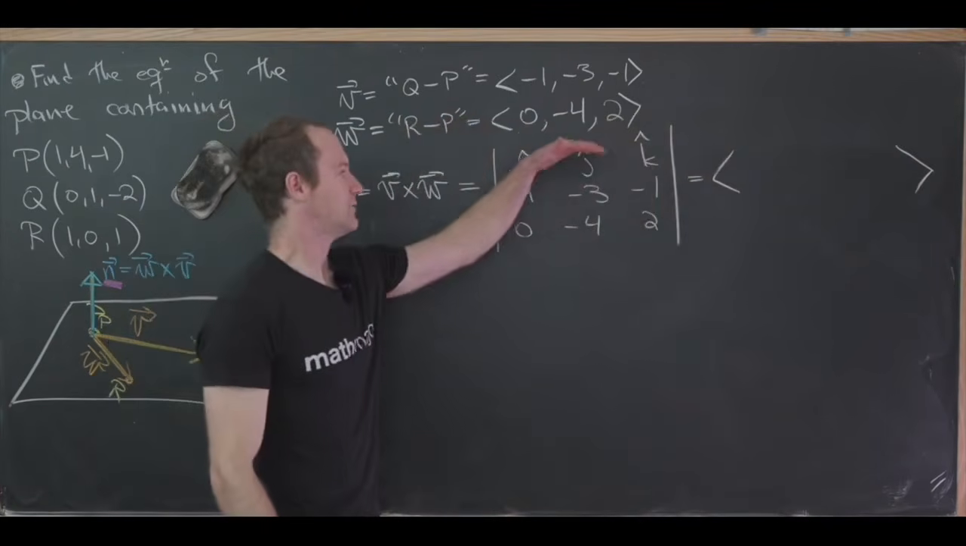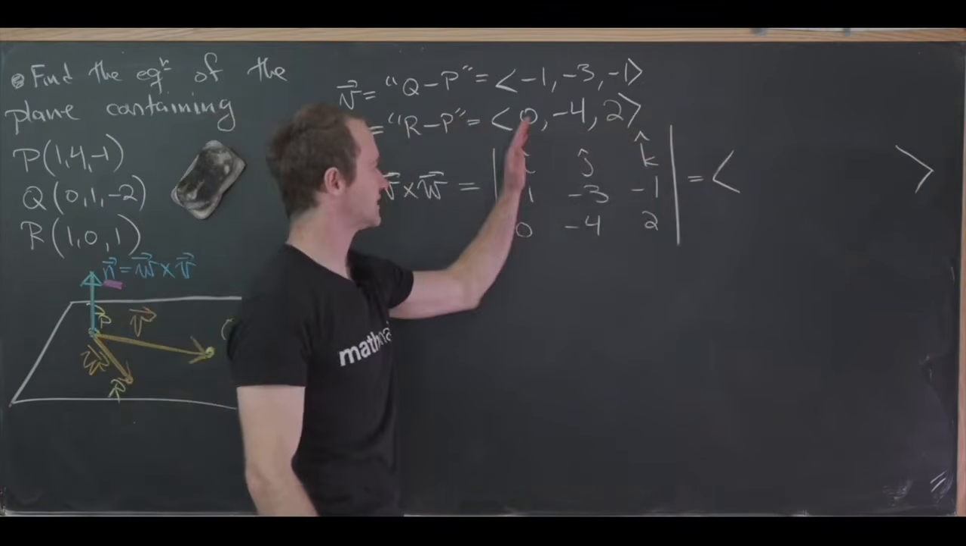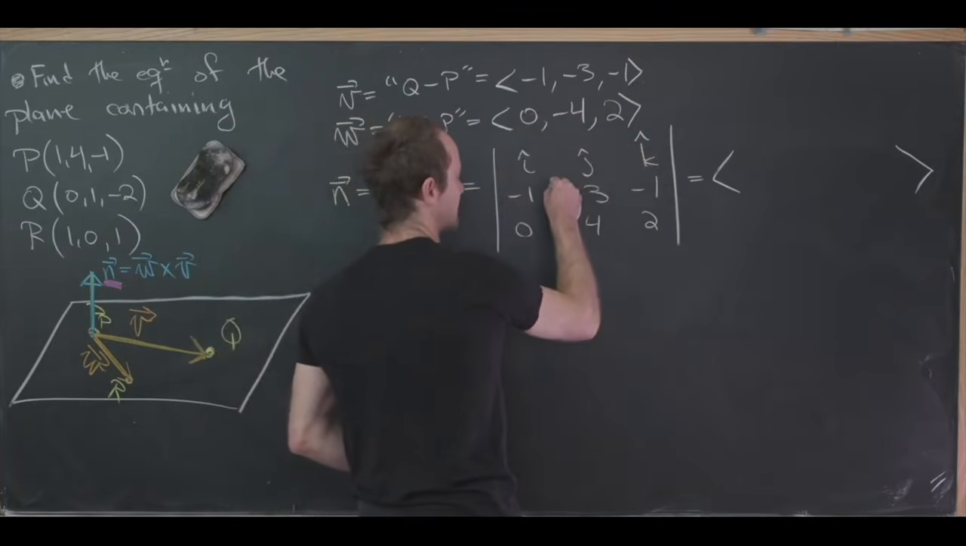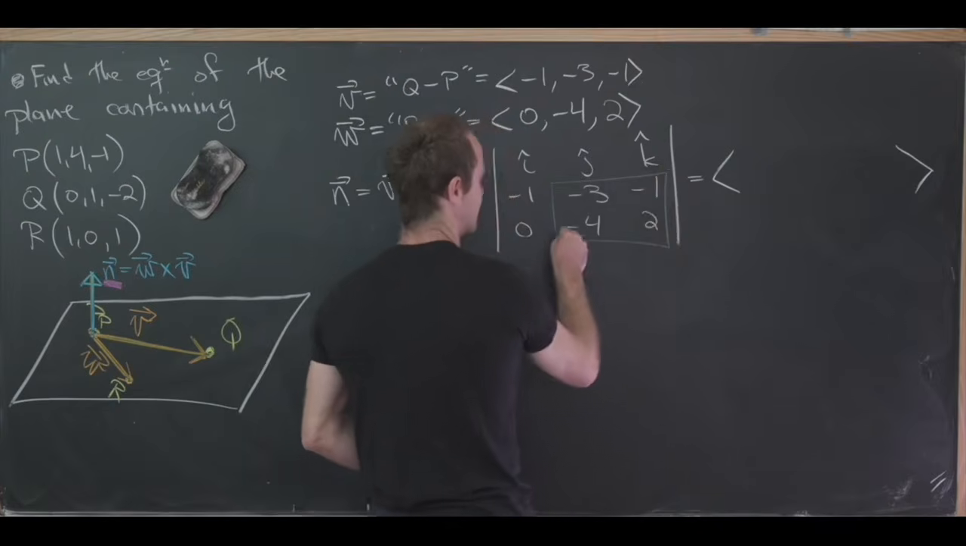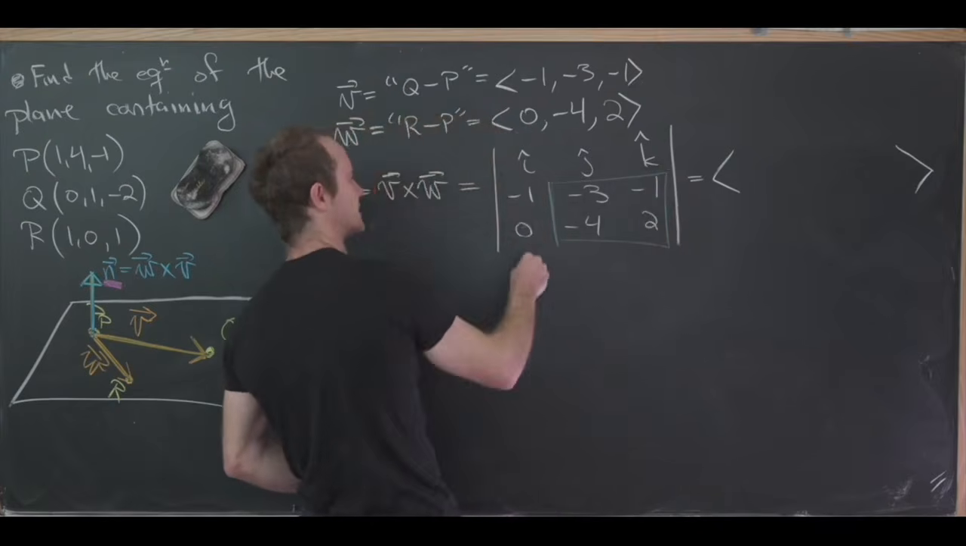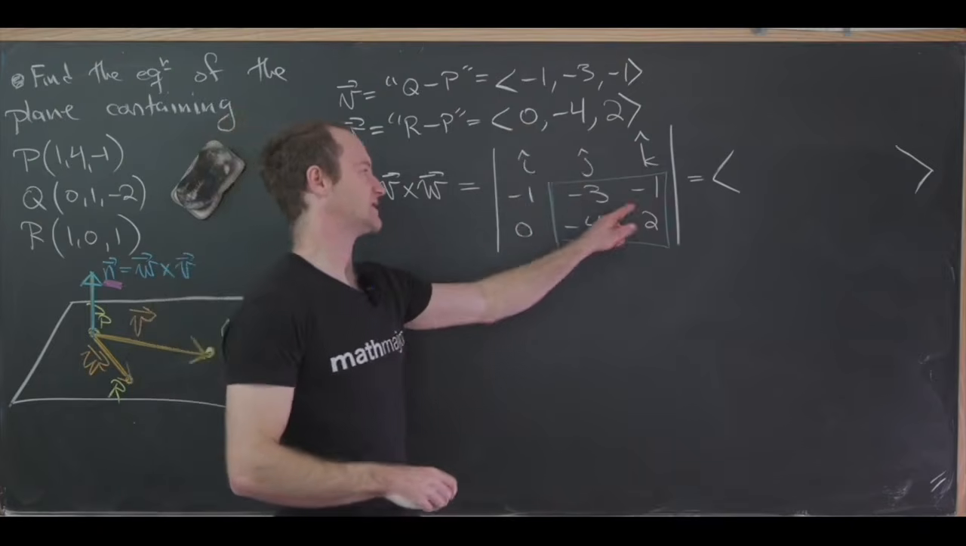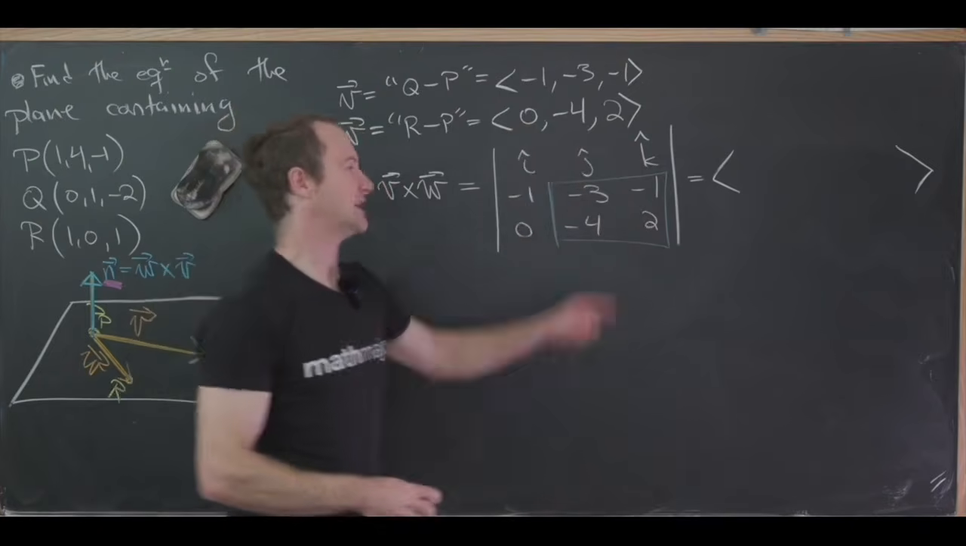For our I component, which is the first component, it will be the determinant of this sub 2 by 2 matrix, which is in blue, and that's from crossing out this first row and this first column. So let's see, that'll give us -6 minus 4.